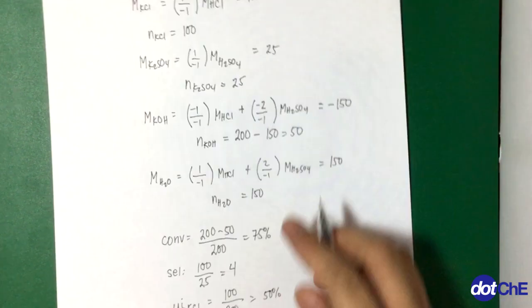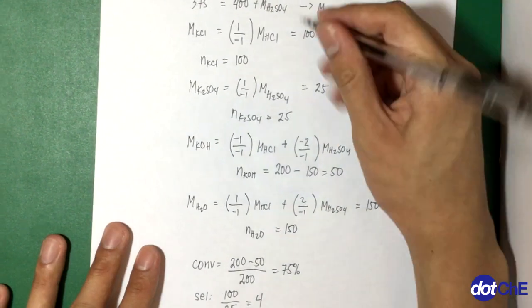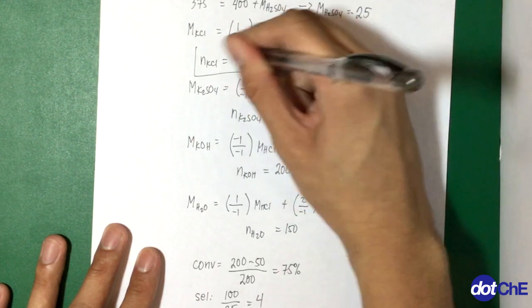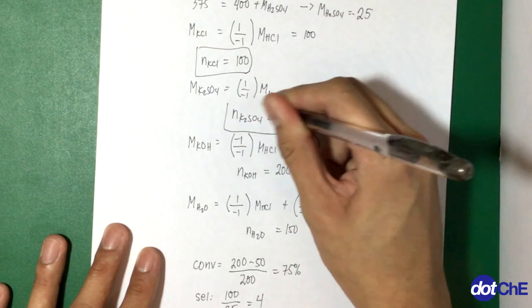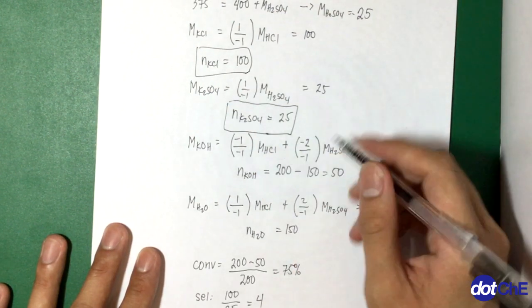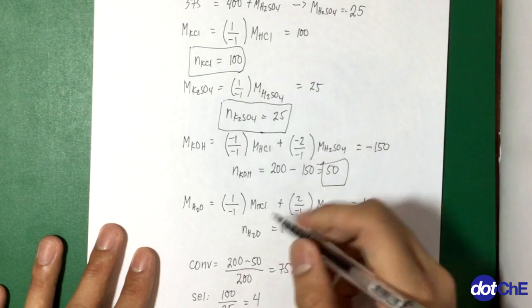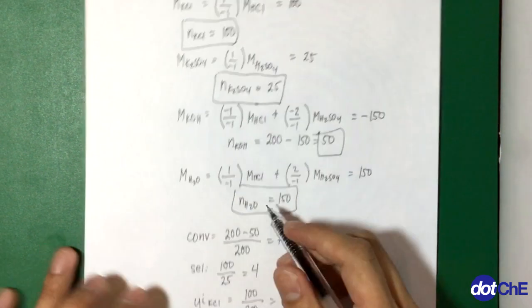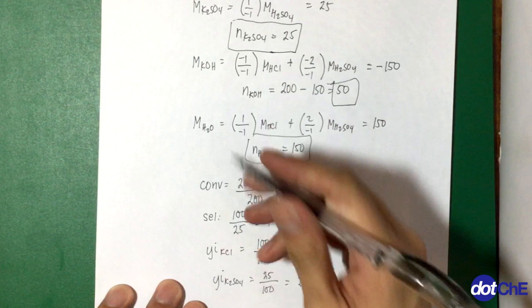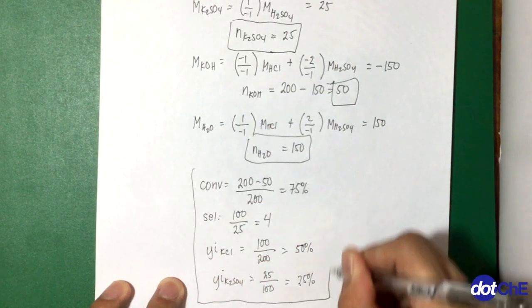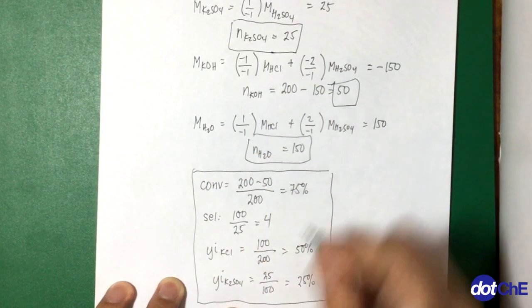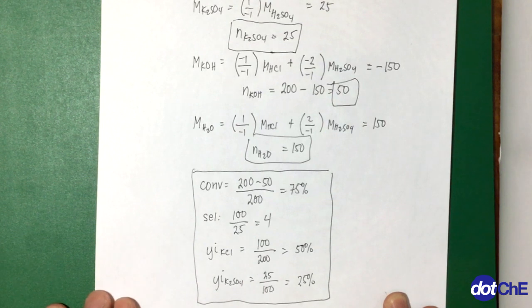So these are our final answers. This is the complete composition of our effluent stream, and these are our statistics. So there you have it, guys. This is how you solve the problem using molecular species balance. I hope that you have learned something from our video, from the concepts part until the calculation part.